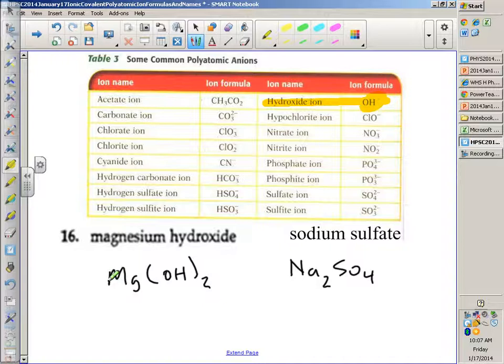Prefixes for naming covalent compounds will be on the test. The chart will be on the test. And then I will also give you the chart that has the polyatomic ions on it as well. Okay. Yep. The objective sheet will get posted today, so you'll have it for the weekend.